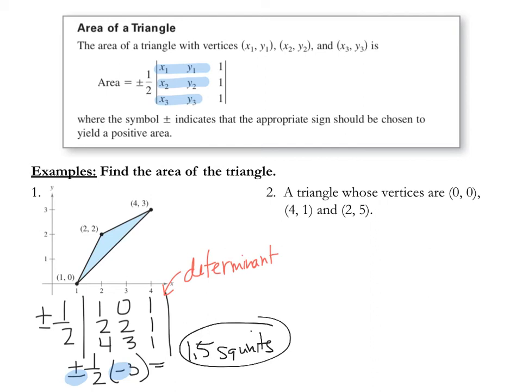So go ahead and try number 2. And I'm just going to go ahead and fill it in. The formula would have plus or minus 1/2 of 0, 0. Make sure you put the last number as 1. 4, 1, 1. 2, 5, 1.